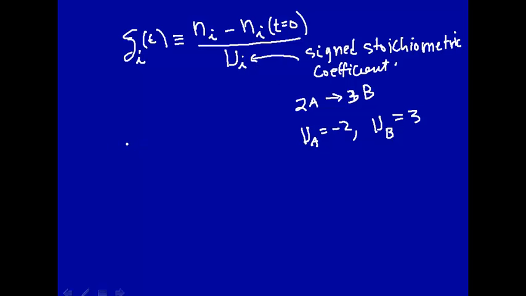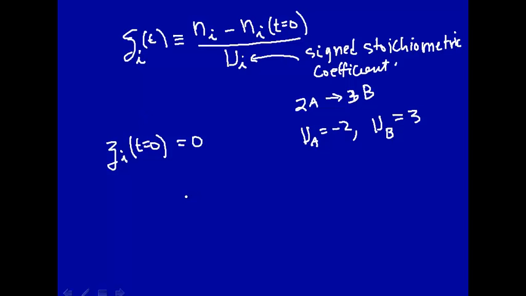So note that for some species at time equals 0, the number of moles is the number of moles at time equals 0, so the extent of reaction starts at 0. Then eventually when it reaches equilibrium you'll have a certain number of moles here, and that will be subtracted off from the moles that you started with and then divided by the signed stoichiometric coefficient. Then you get a number which will be in moles. So ξ is in moles.